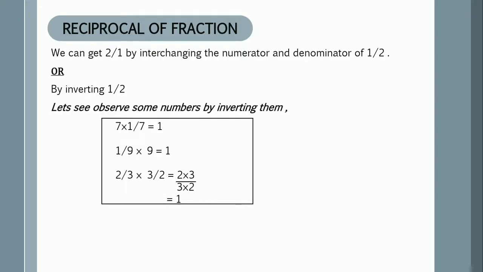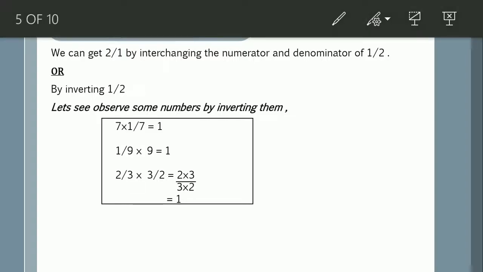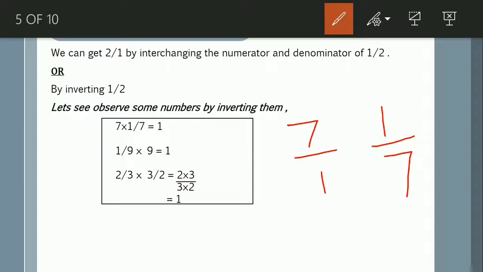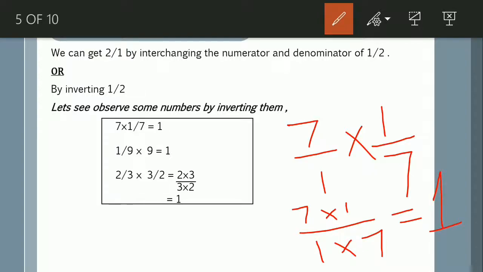See, here first one is 7 into 1 by 7. If we invert 7, we get 1 by 7. How? This is 7, that means 7 by 1. If we invert it, then it will be 1 by 7. And when we multiply it, we get 7 into 1 by 1 into 7. Then the answer will be 1. Okay. Are you getting? Yes, good.